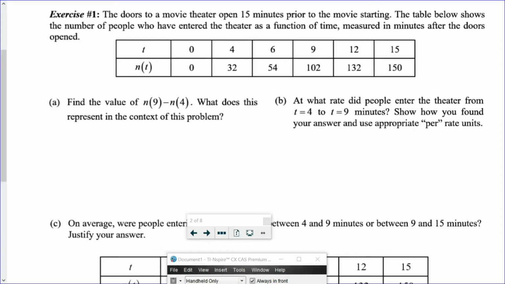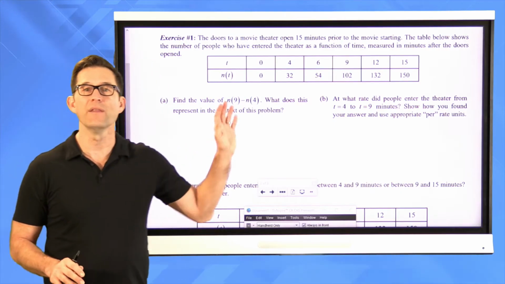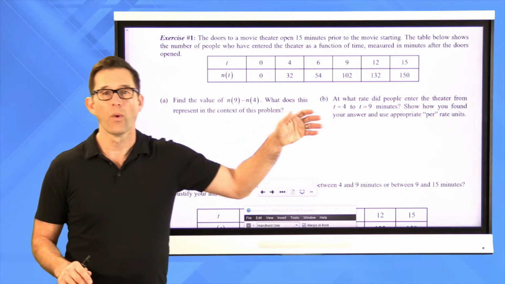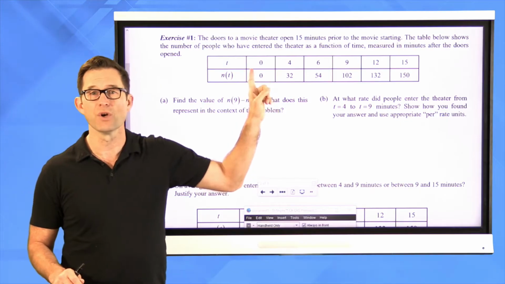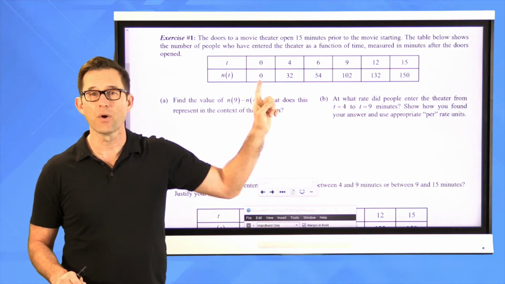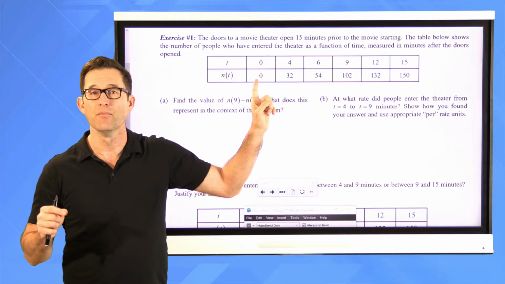The doors to a movie theater open 15 minutes prior to the movie starting. The table below shows the number of people who have entered the theater as a function of time, measured in minutes after the doors have opened. I want to make sure that you really understand how to read this function in a table. Right when the doors open, at 0 minutes, 0 people are in that movie theater.